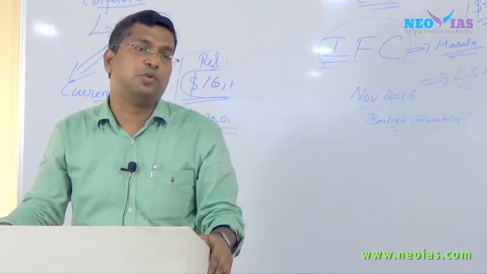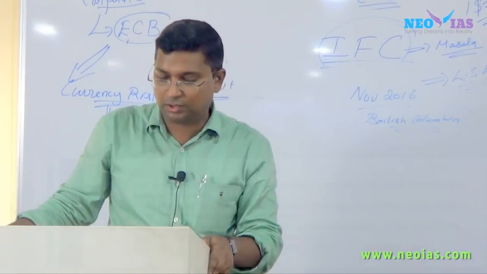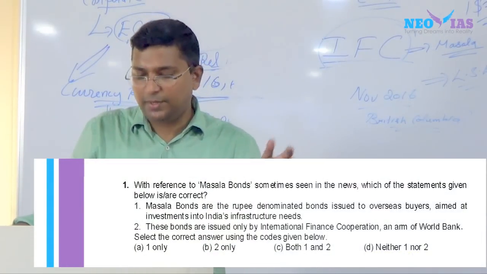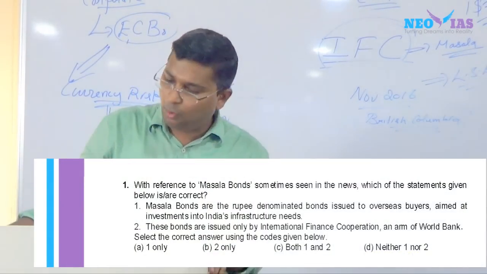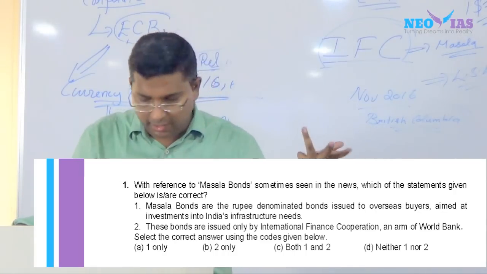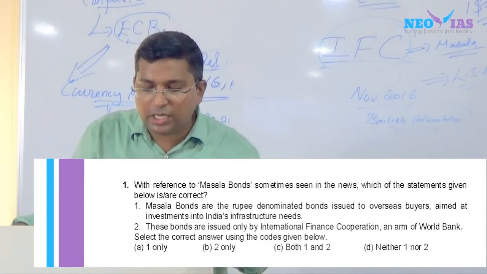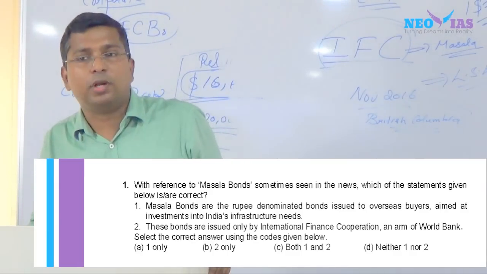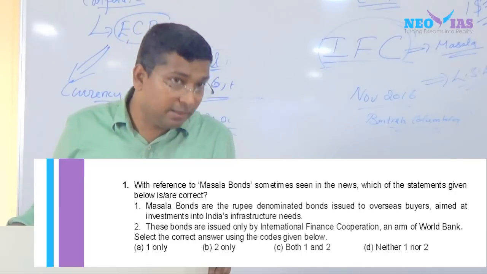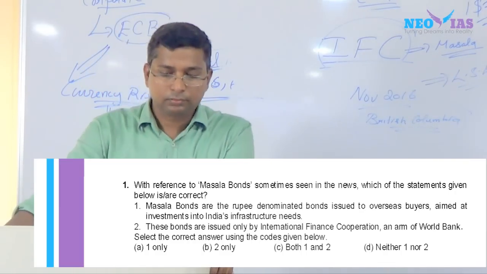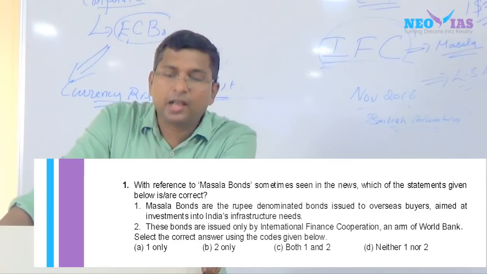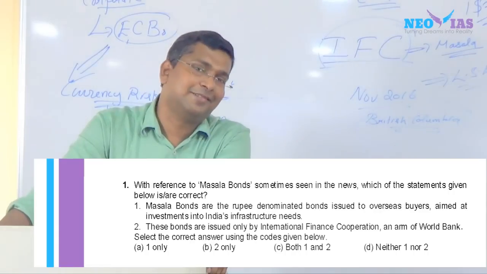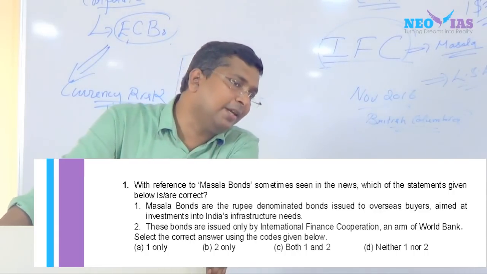Now answer the model question, which was again a CT 8 question, class test 8th question. Here in this question, the first statement says that Masala bonds are rupee denominated bonds, fine, issued to overseas buyers, correct, aimed at investment into India's infrastructure needs. There is nothing wrong in it. It's basically for infrastructure needs only. So the first statement is correct. The second is, these bonds are issued only by IFC, an arm of the World Bank. Now tell me, is this statement correct?